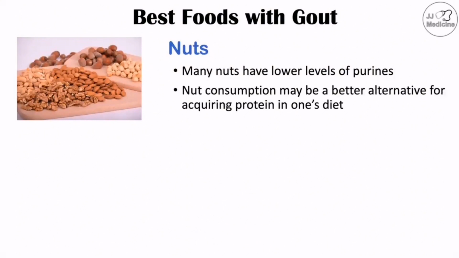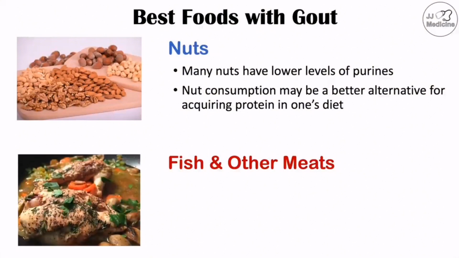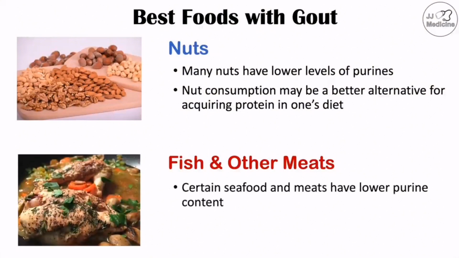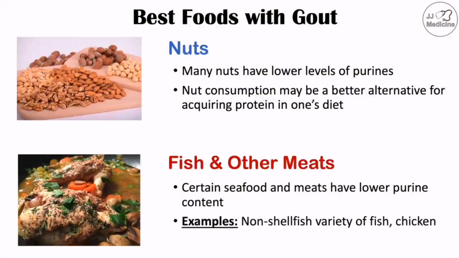And although I mentioned avoiding certain types of seafood and meat, there are some types of fish and other meats that are better to eat if you have gout in comparison to the other ones we mentioned earlier on in this lesson. So the reason is because certain seafood and meats have lower purine content. Some examples of meats that have lower purine content include non-shellfish variety of fish. So you can think of things like salmon. They have lower purine levels than some shellfish like scallops. And then chicken. Chicken has lower purine content than red meat would.